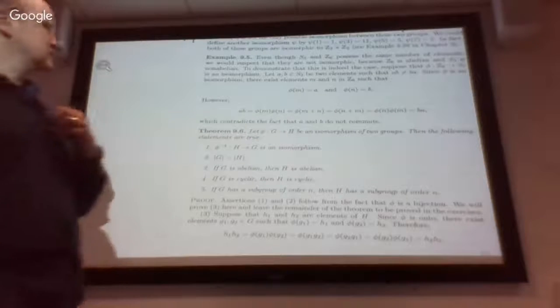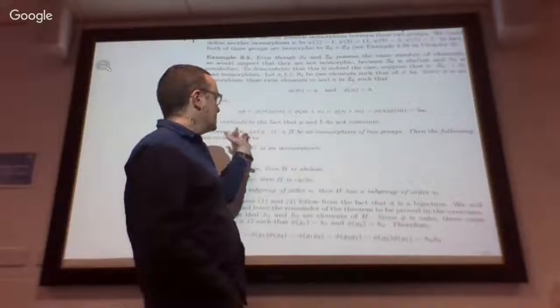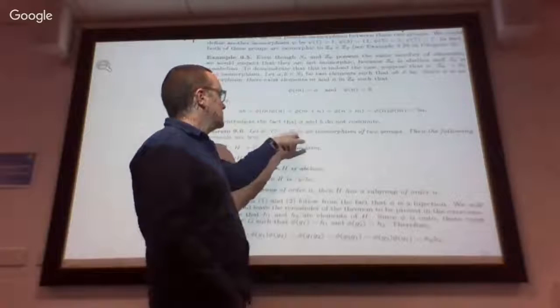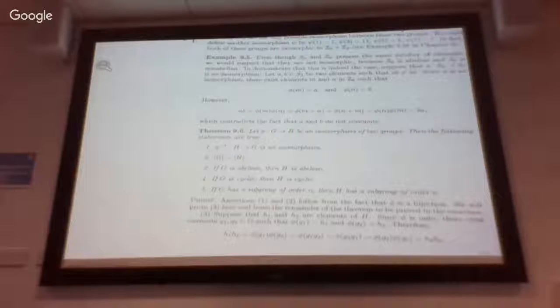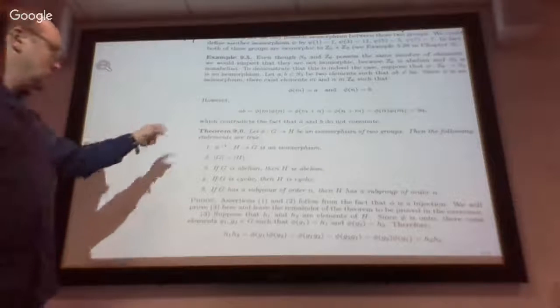This is a collection of group theoretic properties that we can see now are preserved by an isomorphism. So if there's any group theory status that you can attach to G, if G is isomorphic to H, the same will hold true of H. Okay. So there are 5 statements here. The first statement is just saying that isomorphism is actually a symmetric relation. So G is isomorphic to H if and only if H is isomorphic to G.